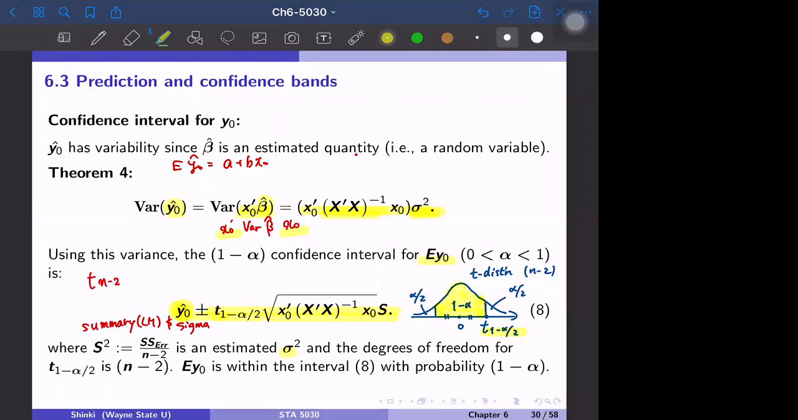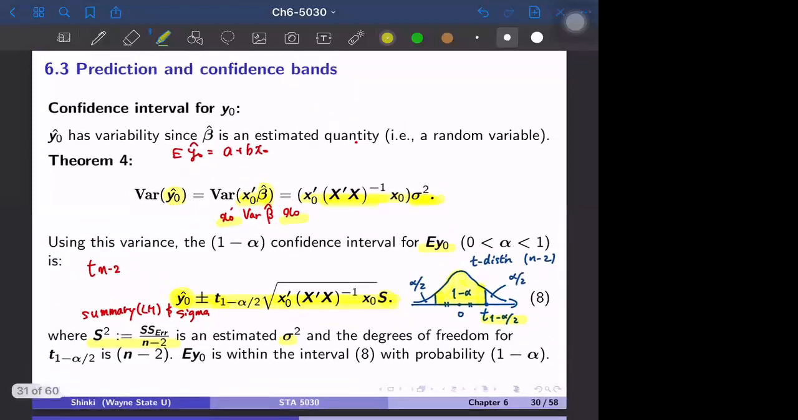And that is calculated from SS error. The SS error is the summation of epsilon hat squared, then we divide by n-2. Then we get S squared, so we take the square root to get S. Now that every quantity is clear, we can calculate the confidence interval. The expectation of y naught is within this interval with probability 1 minus alpha. Alpha is typically 0.05 or 0.01, so we calculate the 95% and 99% confidence intervals respectively.